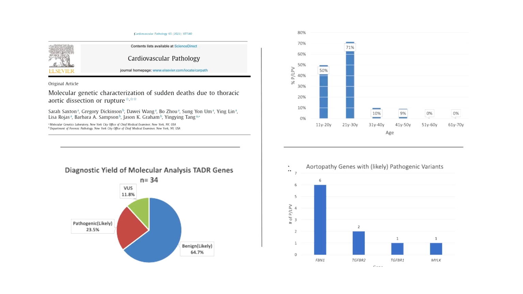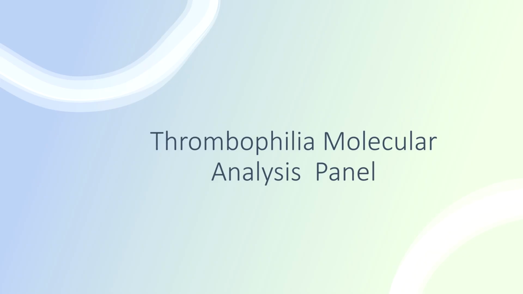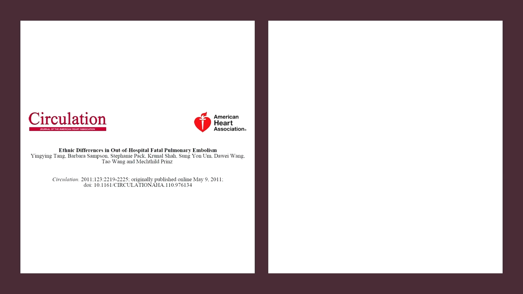In the next session, the examples are from the thrombophilia molecular analysis testing panel. In 2011, we published the testing results of factor V Leiden and factor II prothrombin G20210A in cases of fatal pulmonary embolism in our office and reported ethnic differences in testing results, which is particularly low in African American decedents.